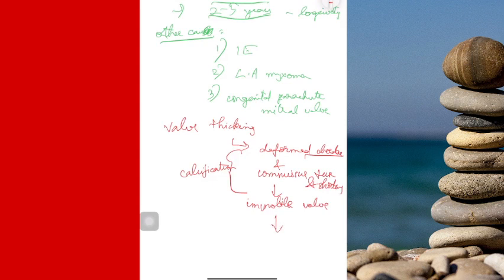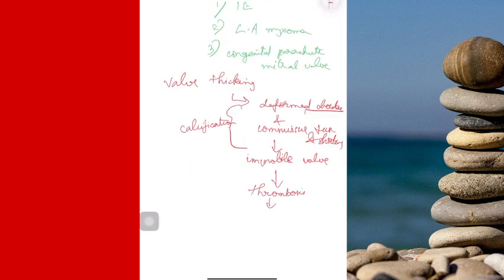So if the valve is going to be immobile, blood is going to become stagnant in your left atrium. So this will lead to what is called thrombosis or a clot inside your LA. So LA clot is a very common complication that you expect in mitral stenosis. And this can even embolize to your brain and lead to what is called an embolic stroke or an infarct.